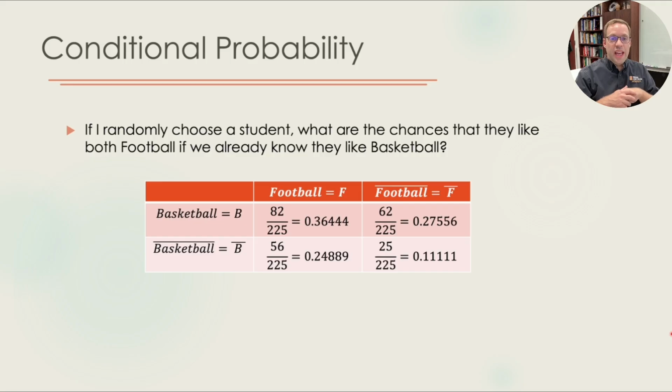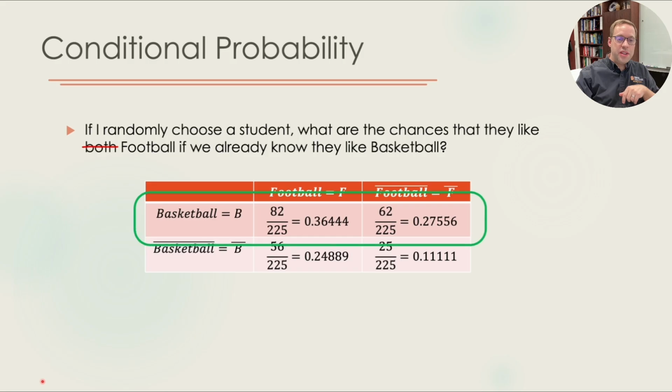Nice. Now, slightly different problem. If I randomly choose a student, what are the chances that they like football? I apologize. This word can be scratched out. That shouldn't be there. What are the chances that they like football if we already know that they like basketball? Think about how that's different. Before, it was what's the probability that they like football and basketball? Now we say, well, we know they like basketball. We know that already. Now what are the chances that they like football?